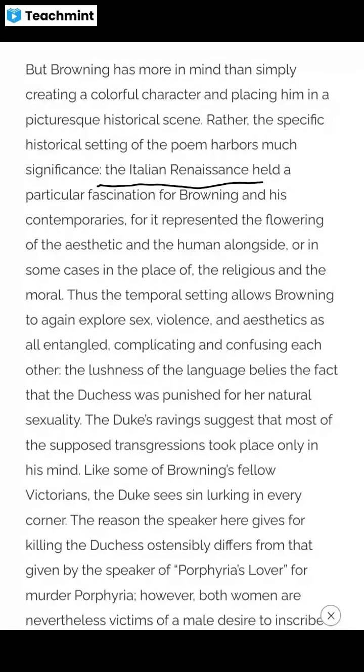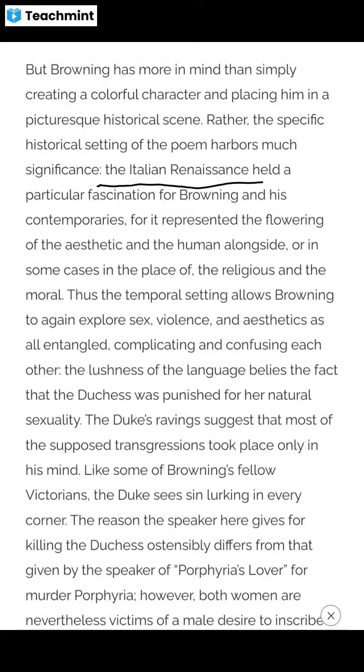Duke means something like today's governor. So the Italian Duke is from the 16th century. The Italian Renaissance held a particular fascination for Browning and his contemporaries, for it represents the flowering of the aesthetic and the human alongside, or in some cases in place of, the religious and moral. Thus the temporal settings allow Browning to again explore sex, violence and aesthetics.